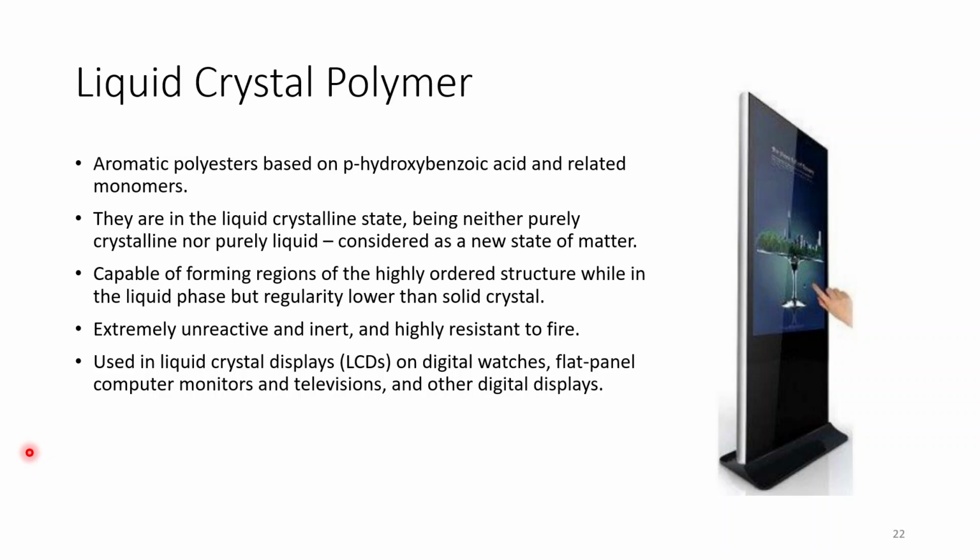Next we have liquid crystal polymer. It is used in making your LCD screens. These are aromatic polyesters based on p-hydroxybenzoic acid and related monomers. They are in the liquid crystalline state, being neither purely crystalline nor purely liquid, and it is considered a new state of matter.